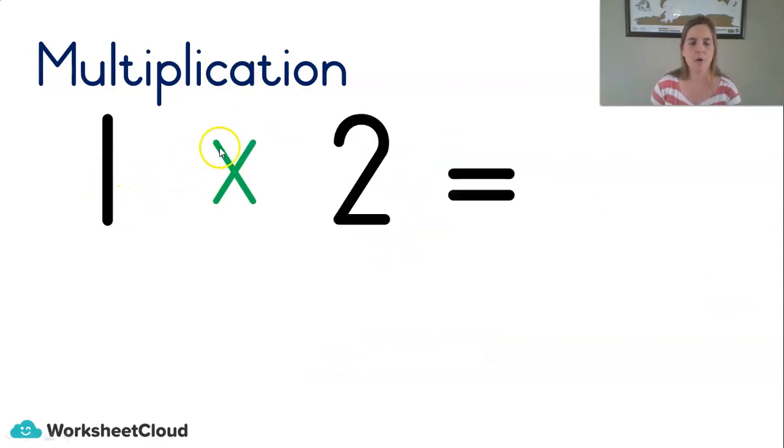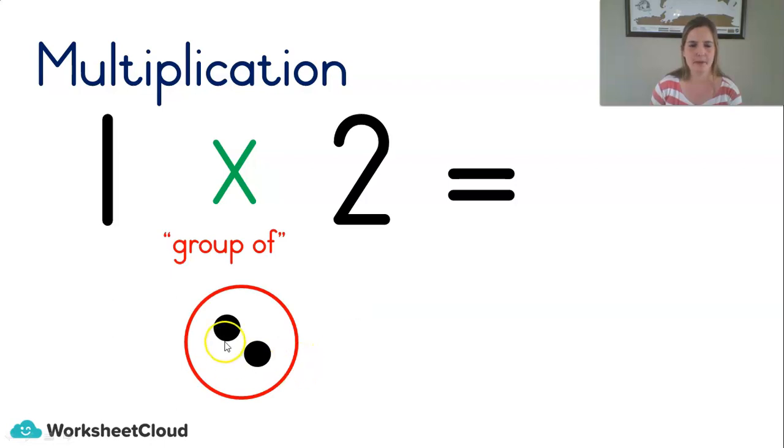Here's a sum. 1 times 2 is, so you could think in your head, 1 group of 2 is, let's make 1 group of 2. There we go. I've got 2 dots over there. I drew a red circle around it to show you it's a group. So 1 group of 2 is 2. Easy, hey?